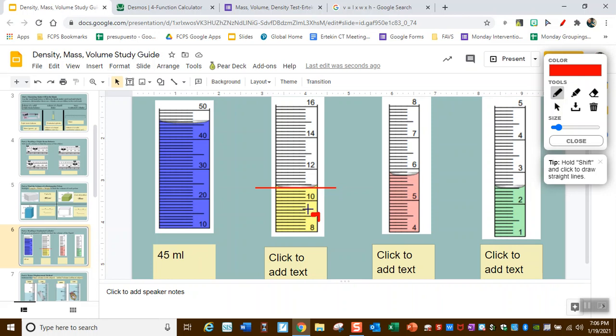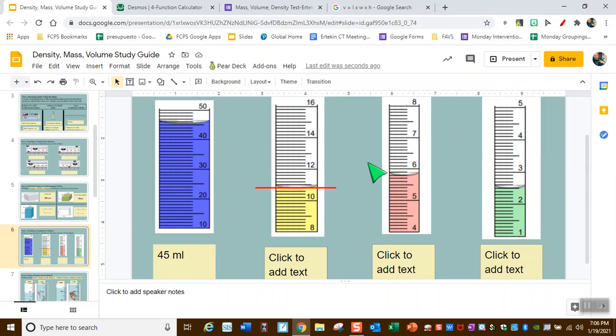9.2, 9.4, 9.6, 9.8, 10. Okay, so this is 10, 10.2, 10.4, 10.6. So this one would be 10.8. Okay, this one's a little harder because it's going up by 0.2. All right. So this one's going to be 10.8 milliliters.